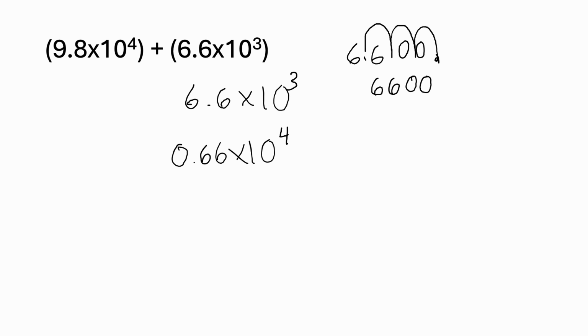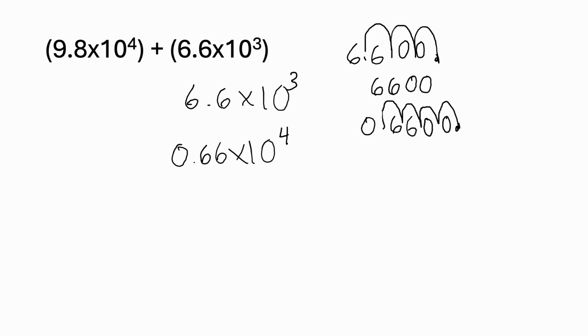So we get 6,600, right? If we start from 0.66, to get to that 6,600, we have to move the decimal place how many times? 1, 2, 3, 4 units to the right. Meaning that if we want to times 10 to the power of 4 for this one here, we have to change this 6.6 to 0.66.